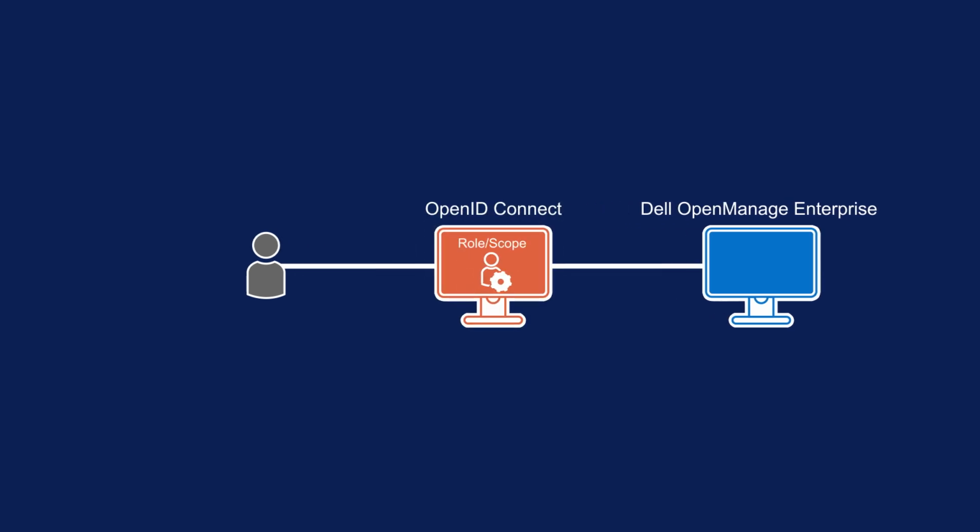For OIDC users, scope assignment doesn't happen inside OpenManage Enterprise. Instead, you assign scopes at the OIDC provider during user configuration. When the user logs in with their OIDC credentials, the role and scope information is passed to OpenManage Enterprise automatically.